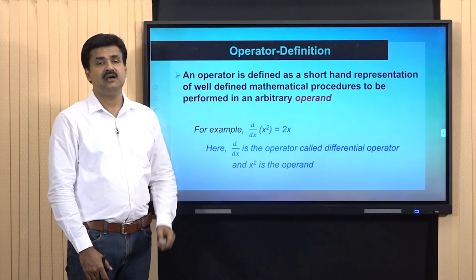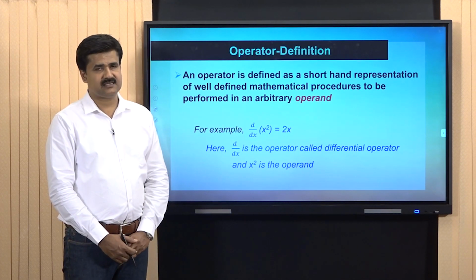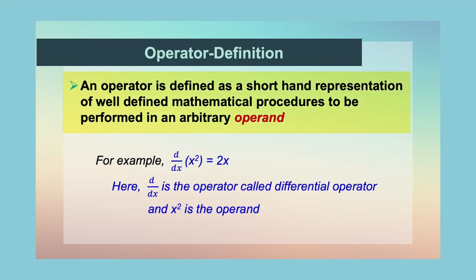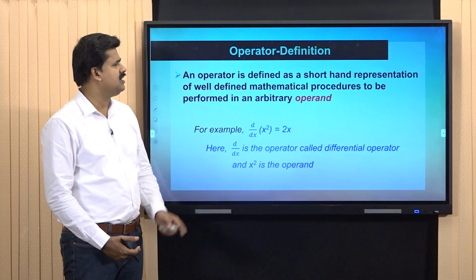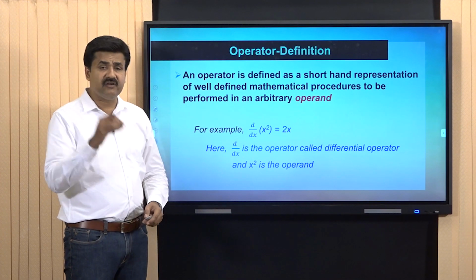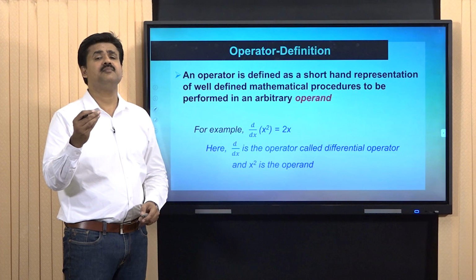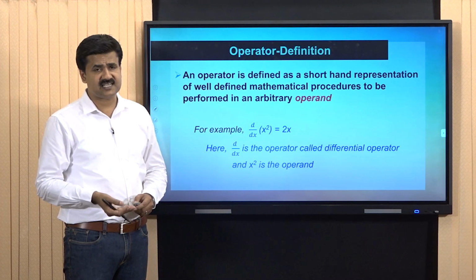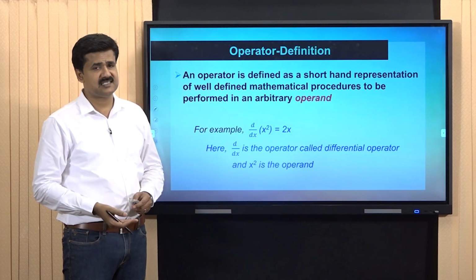First of all, what is an operator? The definition is like this. An operator is defined as a shorthand representation of well-defined mathematical procedures to be performed on an arbitrary operand. An operand is a function on which we are operating with some operator. So every operator is a shorthand representation of mathematical procedures.